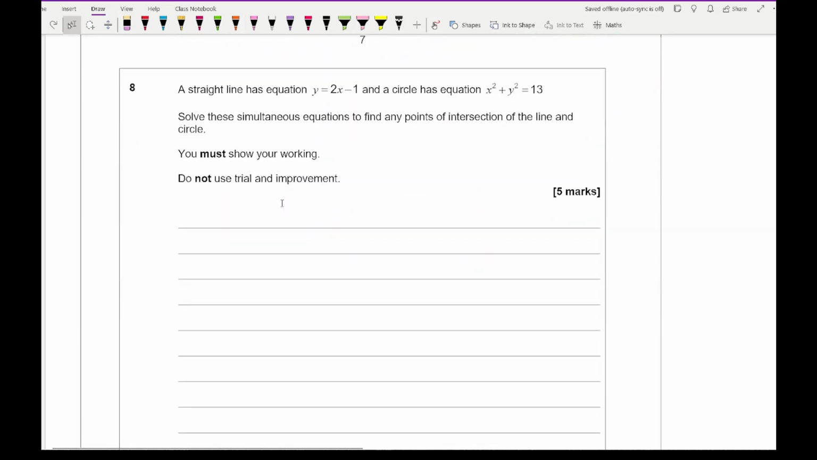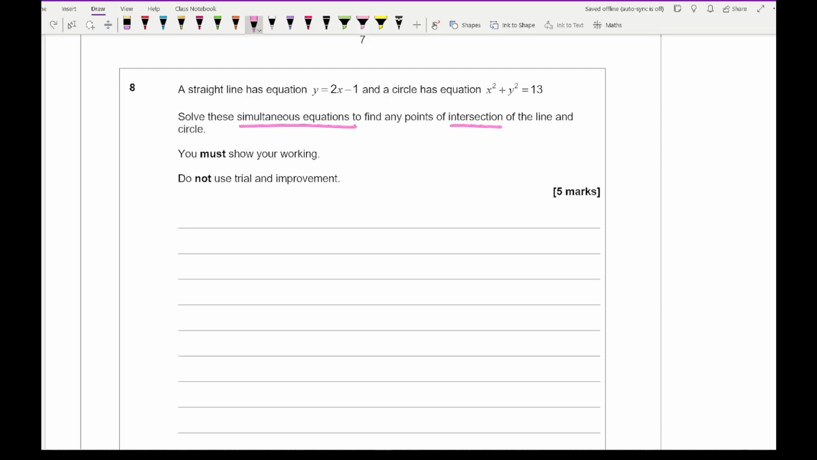Then moving on to our last question, it says that a straight line has the equation of y equals 2x minus 1 and a circle has the equation of x squared plus y squared equals 13. Solve these simultaneous equations to find any point of the intersection of the line and the circle. You must show your working. So again, intersection point basically means simultaneous equations. In this question, you don't need to know about that fact because it tells you that in itself. And again, it's worth 5 marks.